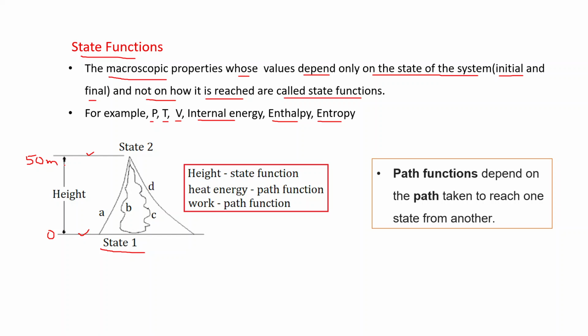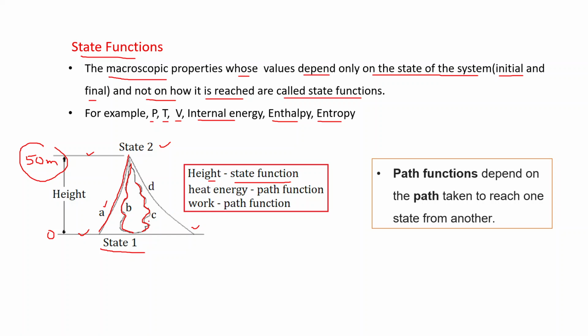Now there are a number of ways by which this state can be changed, and this is one way, that is A. From this A path, one person goes from this to this place. Then this is B, one person can go like this, and this is another way. But after reaching here, whatever path he selected, the height is 50 meter. That's why we can say this height is a state function.